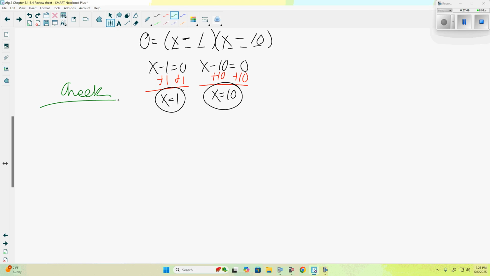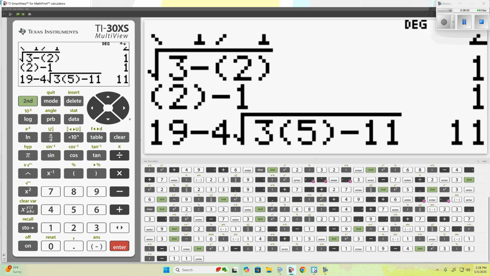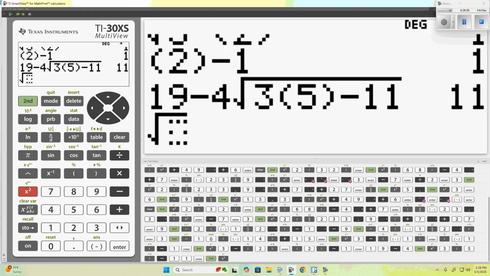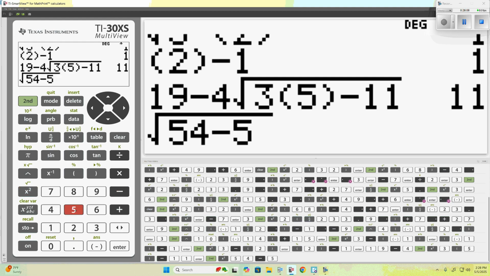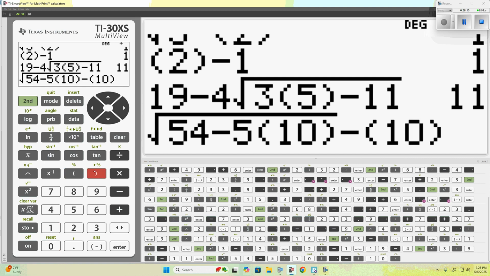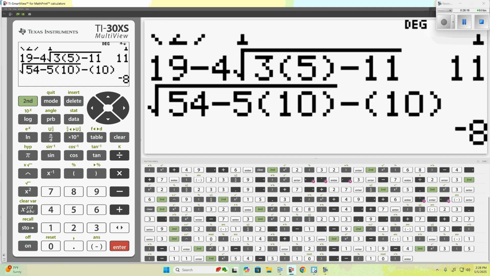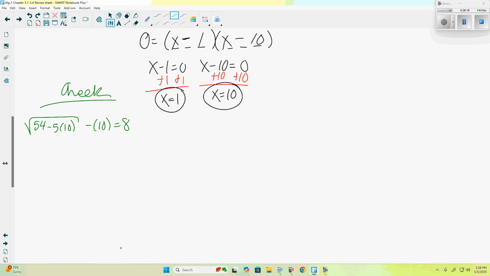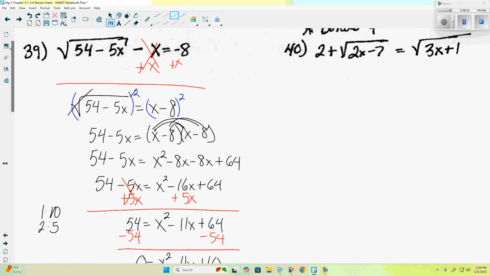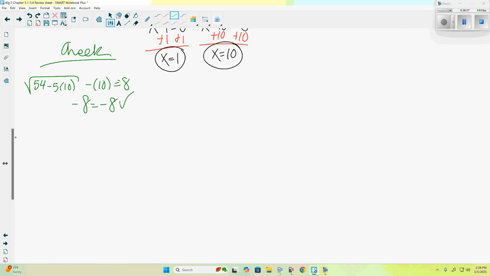As we check this, we'd have the square root of 54 minus 5 times 10, minus 10, is equal to negative 8. At this point, we can just grab the calculator and say 54 minus 5 times 10, square root, minus 10, is equal to negative 8. And it was supposed to equal, yep, negative 8. So that works.